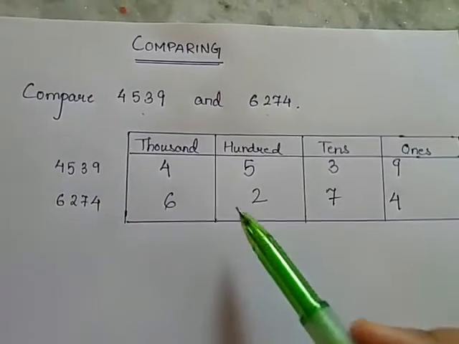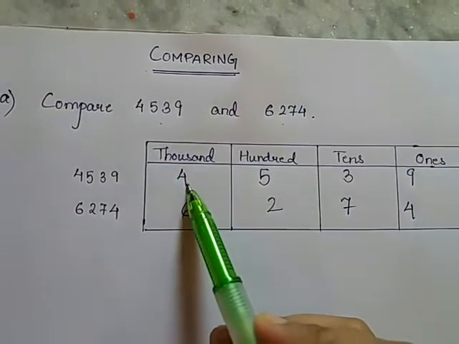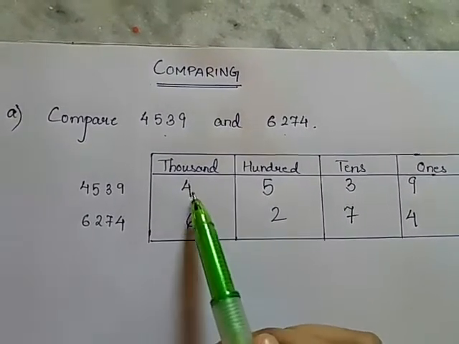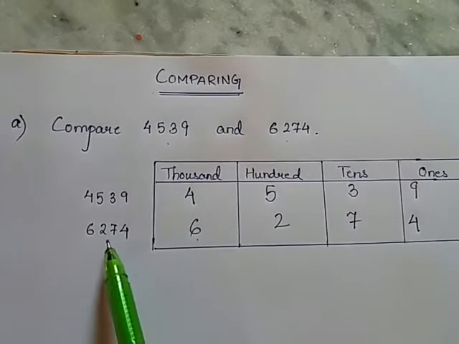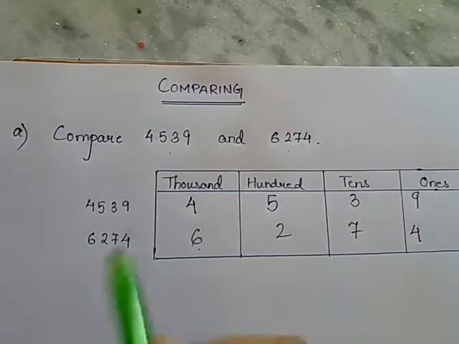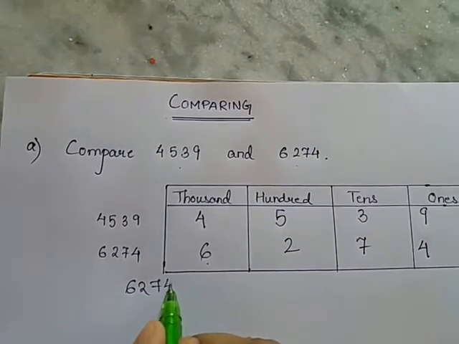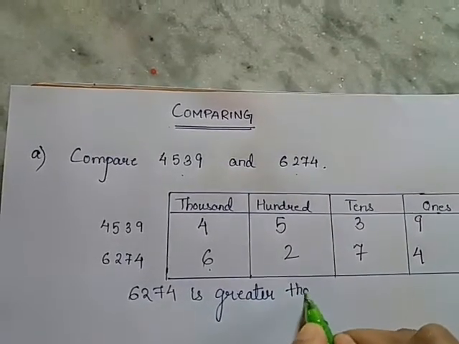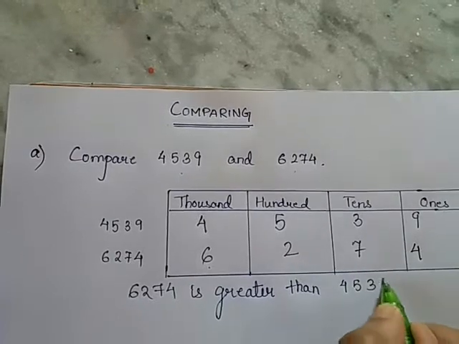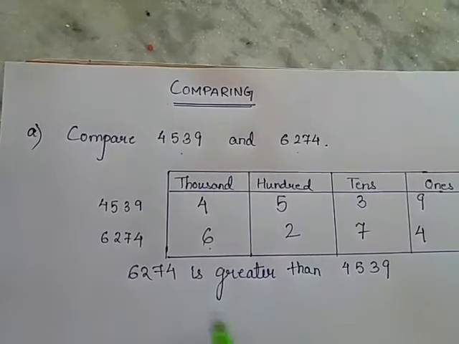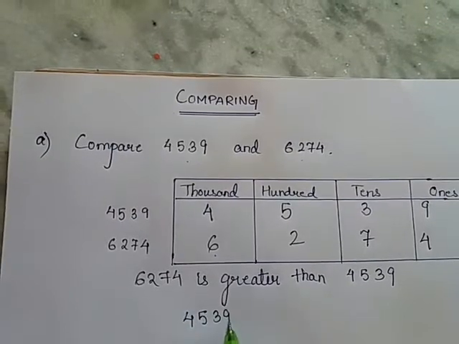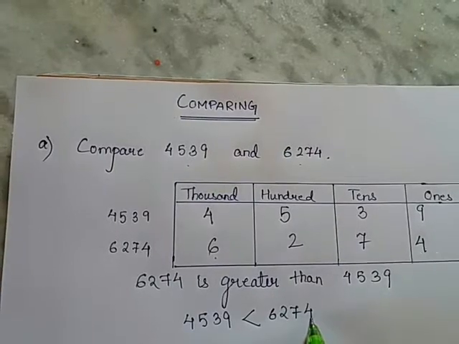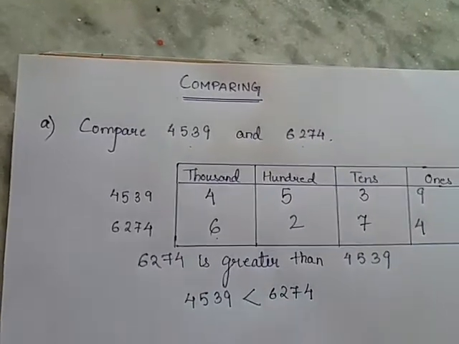Now we will start comparing from this 1000 place. We can see that here this is 4 and this is 6. Naturally 6 is greater than 4. That means 6274 is greater than 4539. Also we can say that 4539 is smaller than 6274.